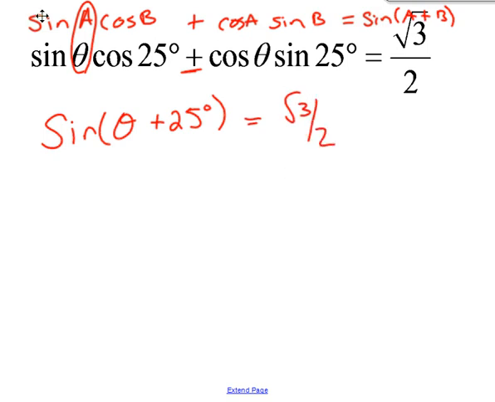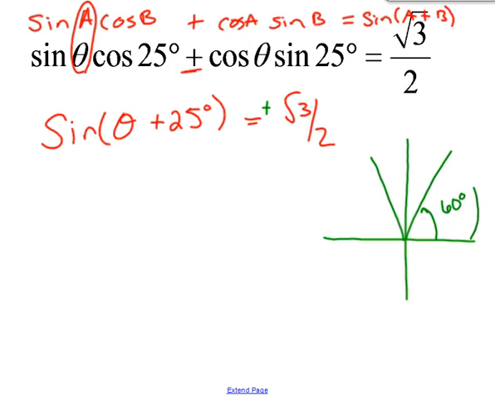Now we're to our exact values. So you ask yourself, sine of what angle gives you root 3 over 2? You see that it's positive, so that tells you it should be in the first quadrant and the second quadrant. And then your reference angle is 60 degrees. So therefore that's 60 and 120. So theta plus 25 degrees equals 60 degrees.